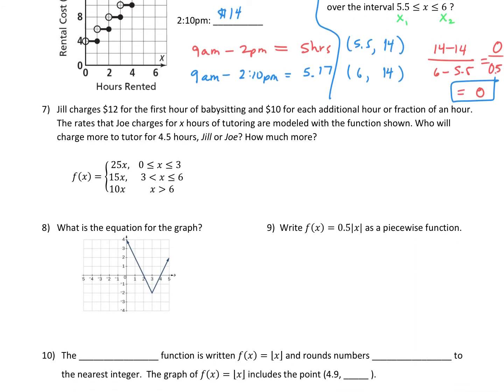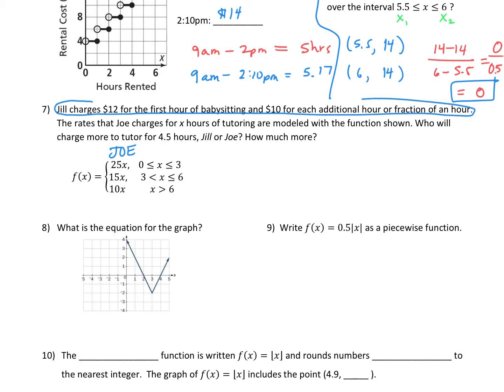All right, number 7, Jill charges $12 for the first hour of babysitting and $10 for each additional hour or fraction of an hour. The rate that Joe charges for x hours of tutoring are modeled with the function shown below. All right, so let's label this. They told us that this was Joe, and then Jill, maybe we'll just circle, this is Jill's information.